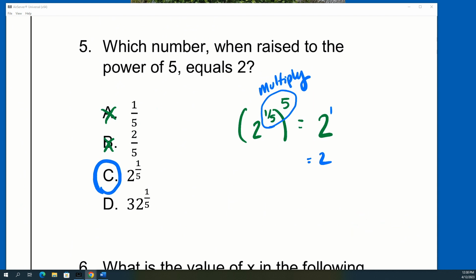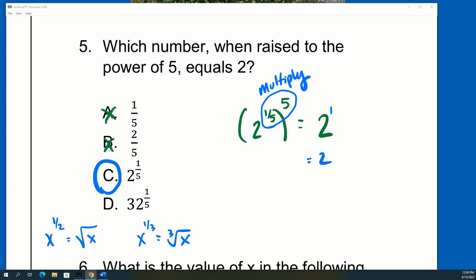So do you guys know what it means to raise something to the 1/5 or the 1/2 or the 1/3? Anybody? It's a type of root. So anytime you have something raised to a fraction, x to the 1/2 is the square root of x. x to the 1/3 is the cube root of x. We'll talk some more about that in a second.